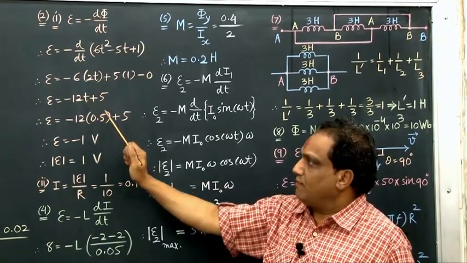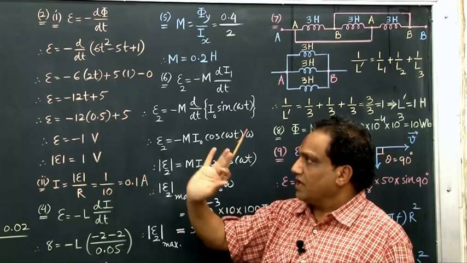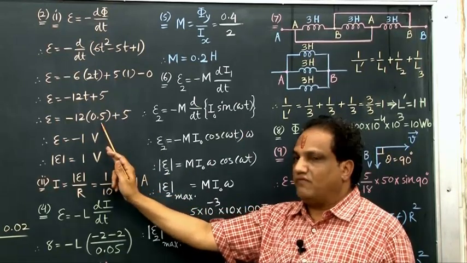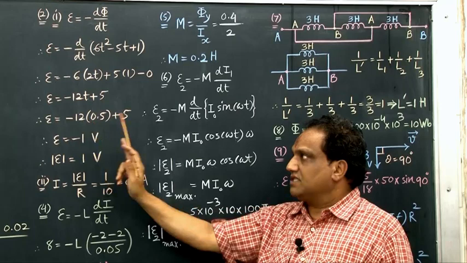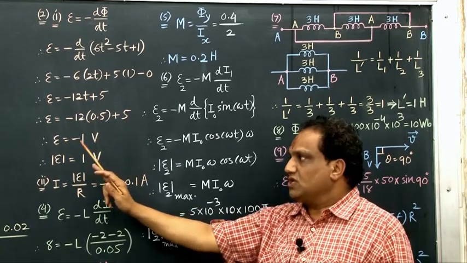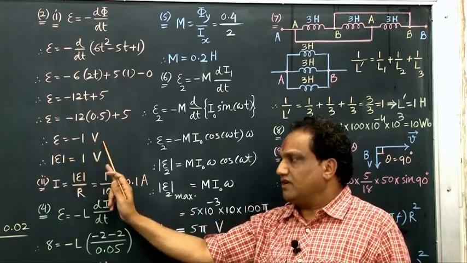What is the time they are given? 0.5 second. Okay. Now minus 12 into 0.5 will become minus 6. Minus 6 plus 5, that is minus 1. So this induced EMF is minus 1 volt.